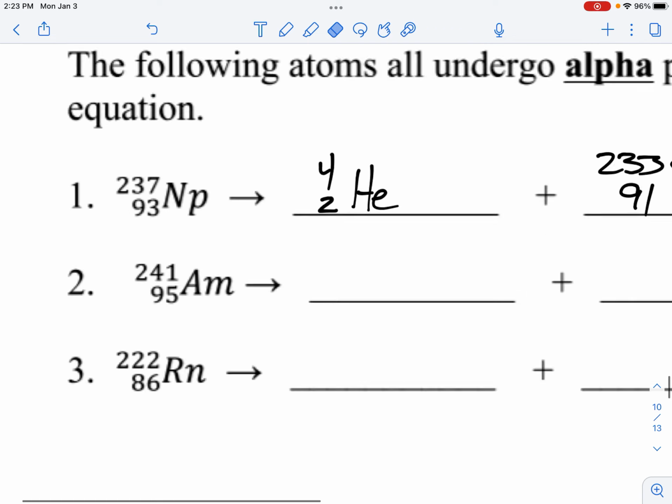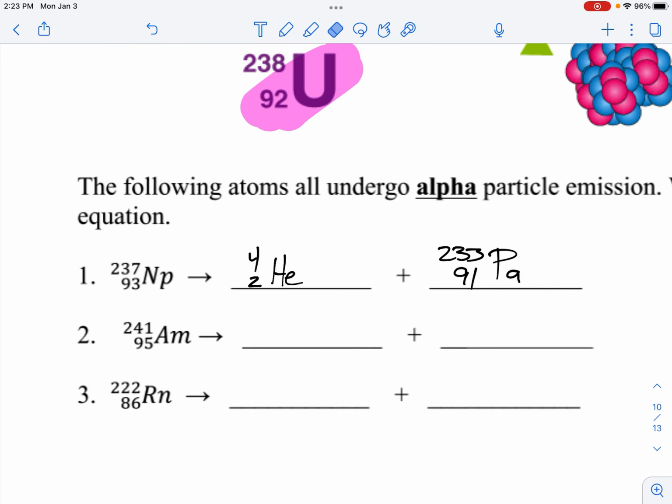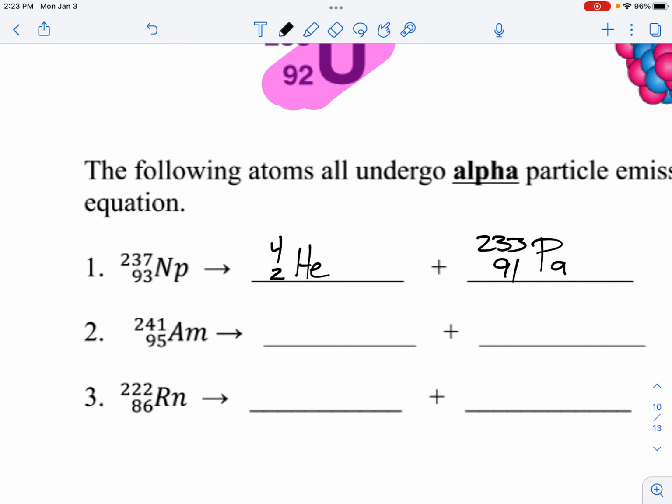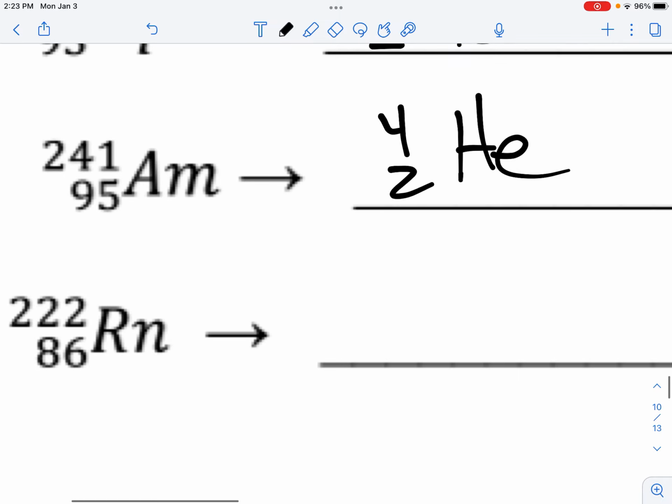Let's try another one. I've got americium-241, atomic number 95, and it says that it undergoes an alpha particle emission. No problem. Every time it's alpha, it's 4,2 helium every single time. No exceptions. So if it says it undergoes alpha, then you're going to start with the americium, and then you're going to give off a 4,2 helium.